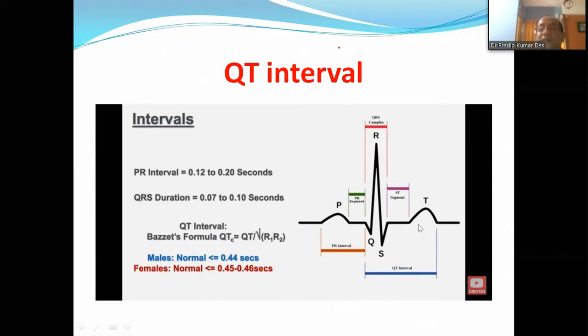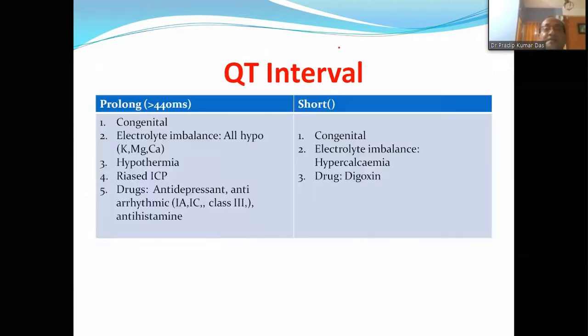It is a long interval and important in many arrhythmias. Here are some examples. Prolonged QT interval, that is more than 440 milliseconds, is caused by some congenital abnormalities and most commonly by electrolyte imbalance, all hypoelectrolytemia, that is potassium.